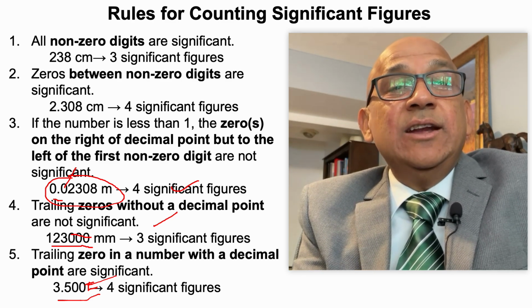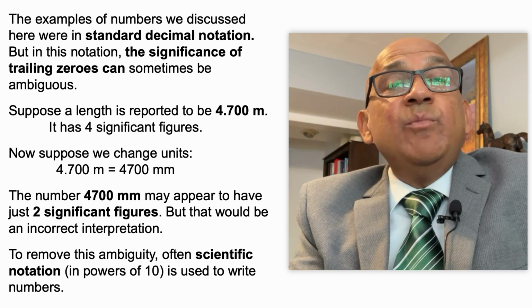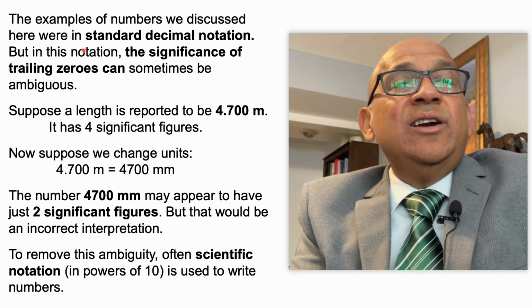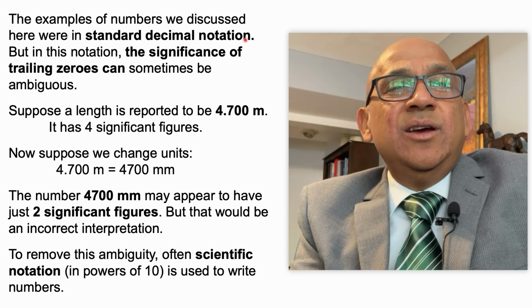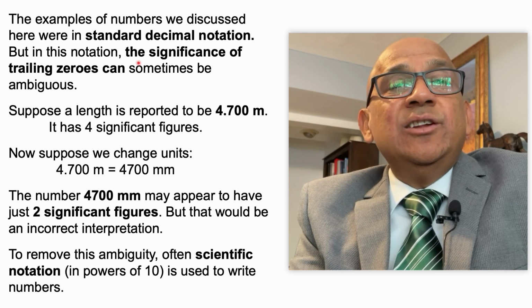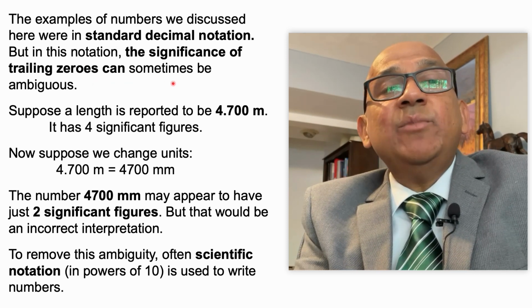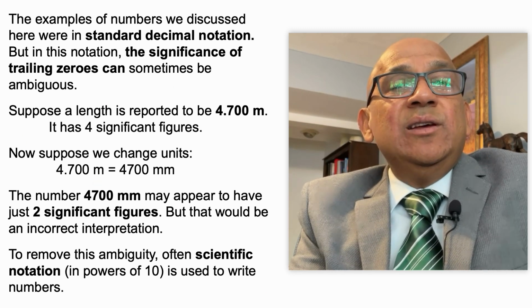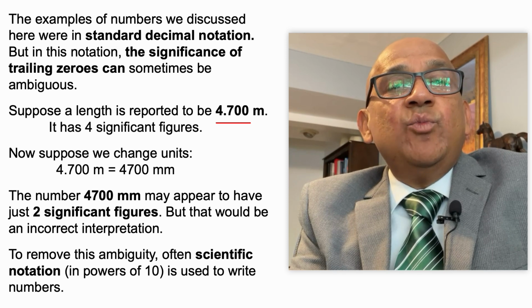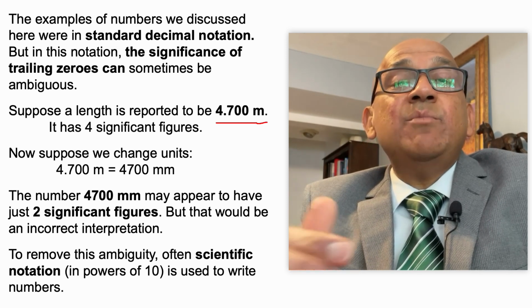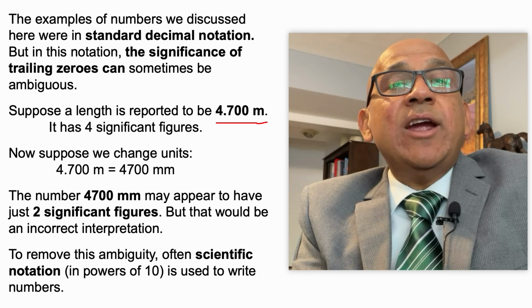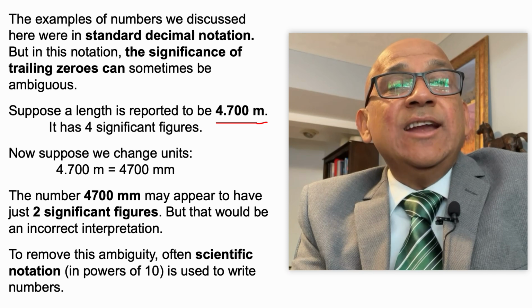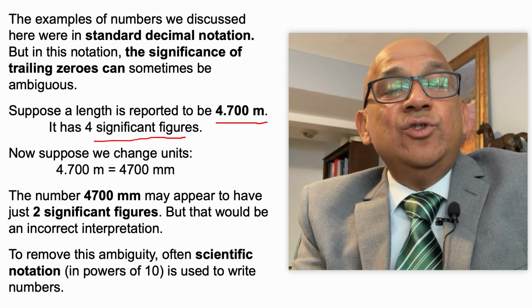about finding out significant figures. So the examples of numbers we discussed in the previous slide were in standard decimal notation. But in this notation, the significance of trailing zeros can sometimes be ambiguous. Let us look into an example. Suppose you found a length as 4.700 meters. You did some measurement and you found that the object is 4.700 meters. So in this number, there are 4 significant figures: 4, 7, 0 and 0.